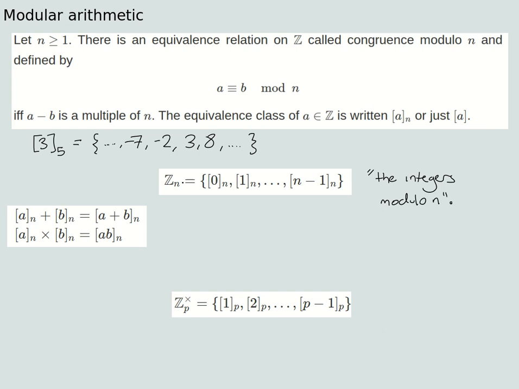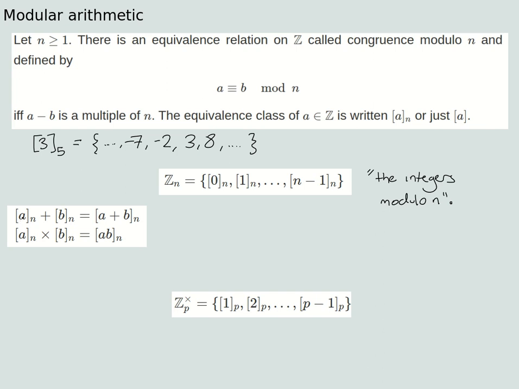All right. So Zn is our set of equivalence classes under this relation, and in fact it turns out that any equivalence class is equal to one of the equivalence classes: class of 0, class of 1, up to class of n minus 1. Now this set, the integers modulo n, comes with two binary operations, one of which is derived from addition and one of which is derived from multiplication. So here are the definitions of those two binary operations.